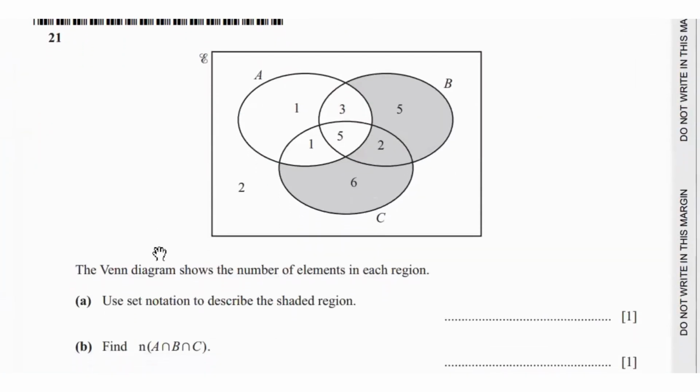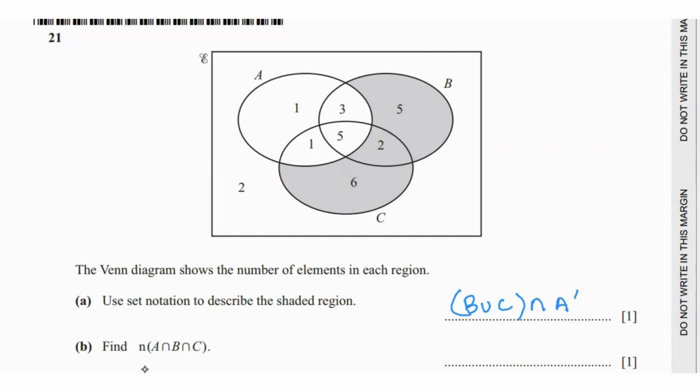Next question says the Venn diagram shows the number of elements in each region. Use set notation to describe the shaded region. So if you look at the Venn diagram, we can see that the shaded region includes B and C, but nothing from A. So that means it's B union C, all elements in B and C, intersection with A complement. So whatever elements are common between A, B, and C, they're not included because we have completely excluded A based on the shading.